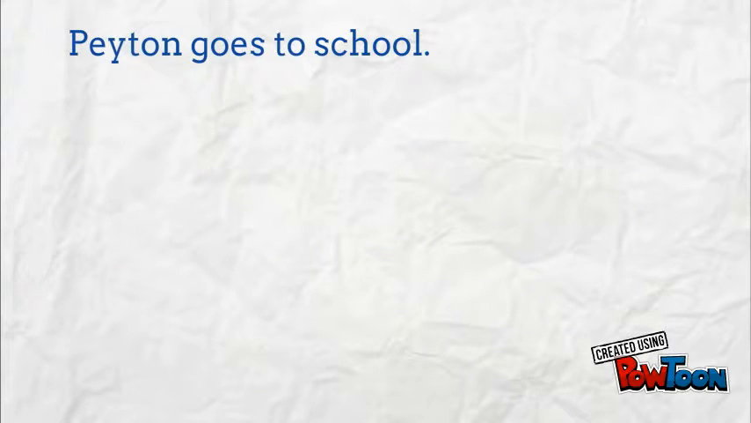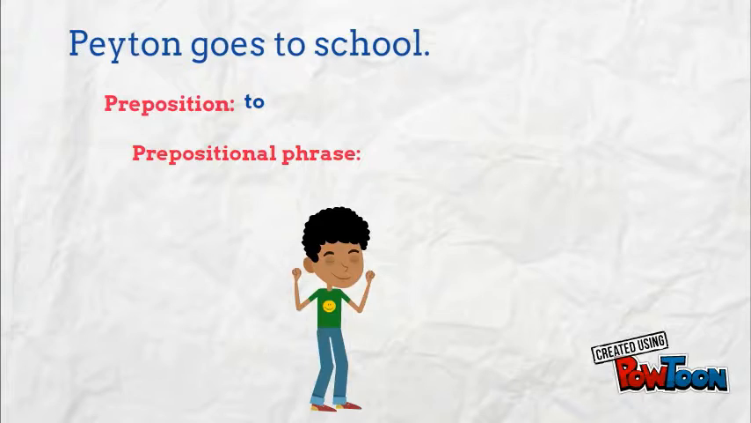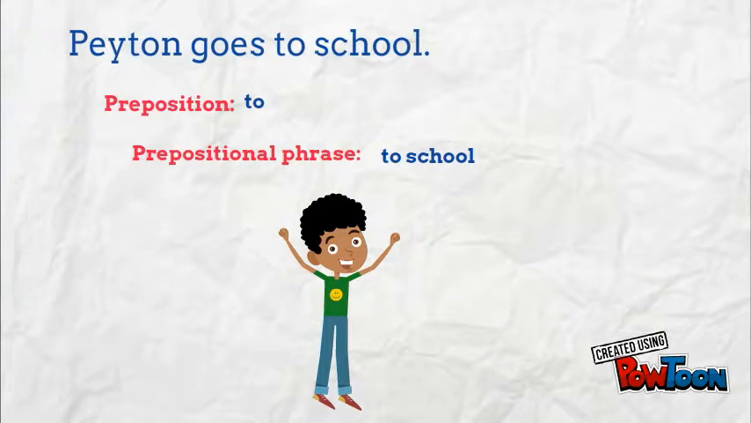Let's look at a simple example. In the sentence, "Peyton goes to school," the preposition is "to," and the prepositional phrase is "to school." The prepositional phrase includes both the preposition and the noun where Peyton is going.